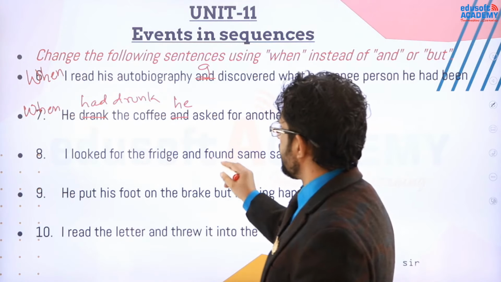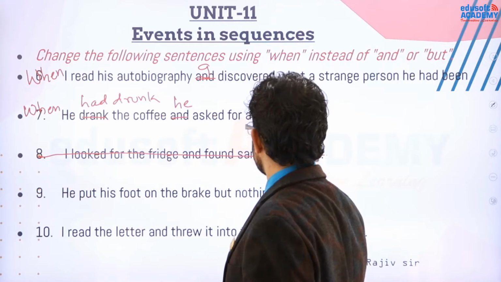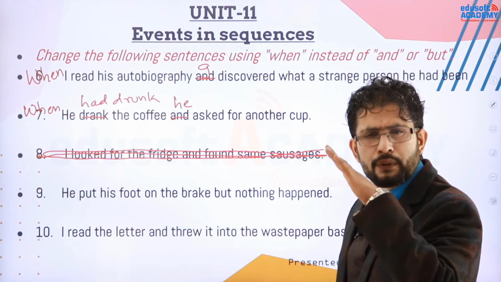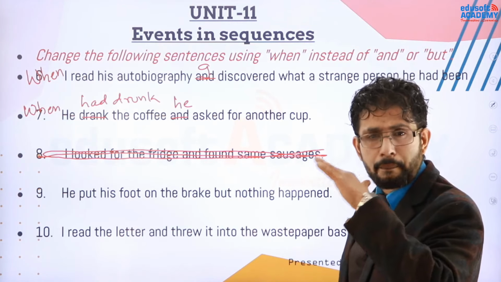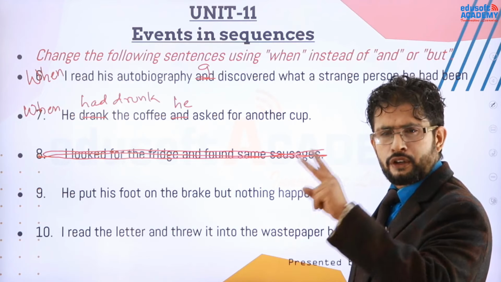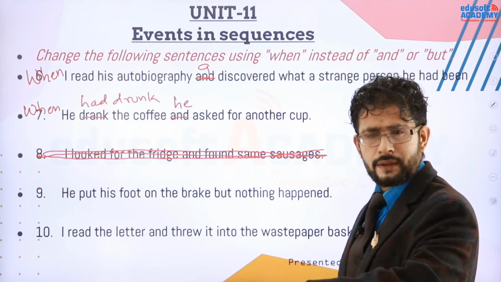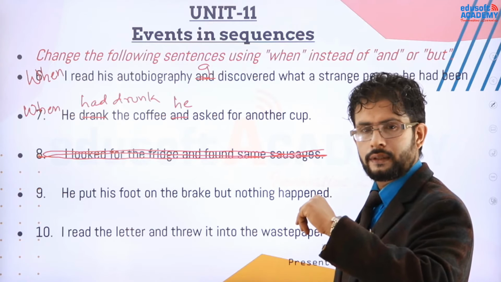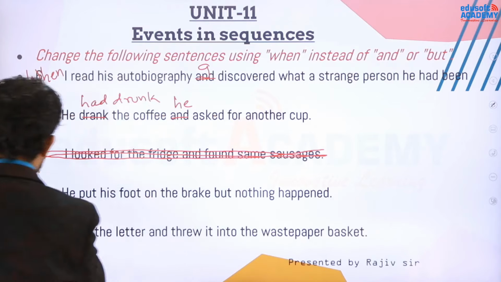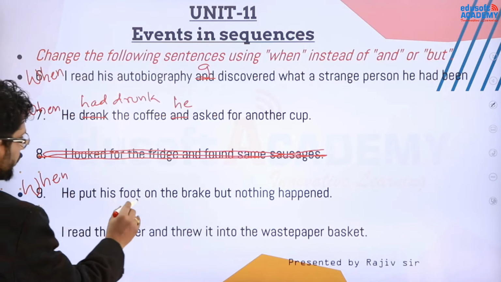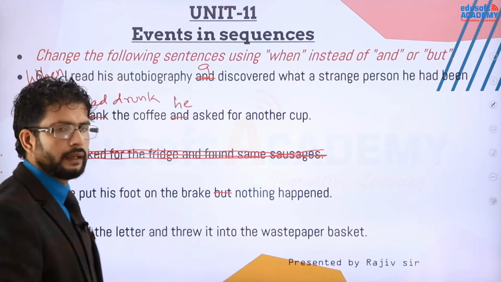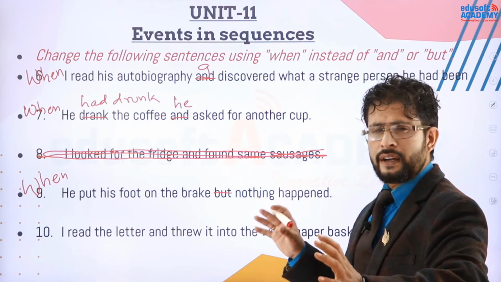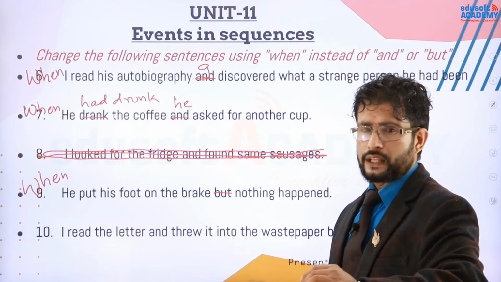Okay, we have done this one, right? It is also mistakenly printed, there is a print mistake. Look at question number 9. He put his foot on the brake, but nothing happened. Do the two actions occur simultaneously or not? Yes, brake is something that you apply and instantly it should stop your vehicle. So it occurs simultaneously. That's why we write, when he put his foot on the brake, nothing happened. So it is easier. I'm trying to teach you everything in as simple a way as possible.